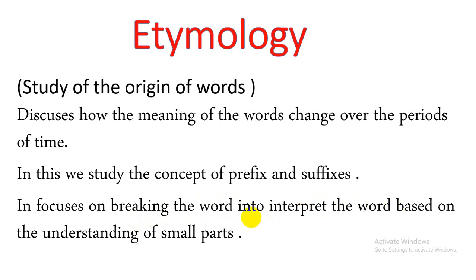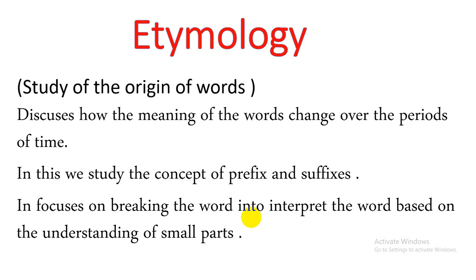It means we can understand that etymology is also the study of one word divided into two parts. One word into two parts. It means prefix and suffix.